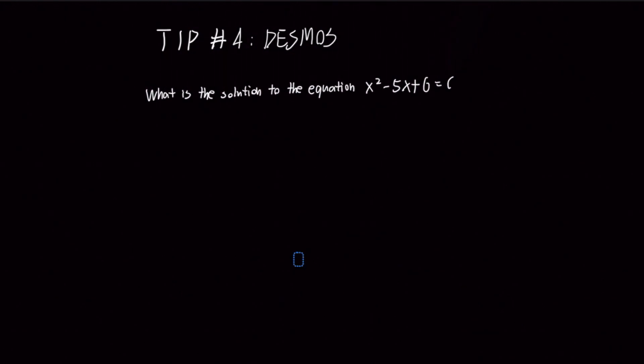Now, tip number 4 is to use Desmos. You need to be taking advantage of Desmos. Instead of manually solving systems of equations, you can just plug them into Desmos and see where they intersect. Many questions can be solved instantly by graphing equations instead of doing actual algebra.